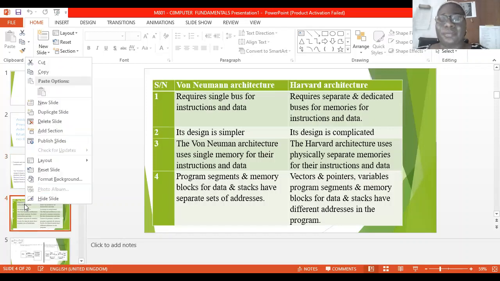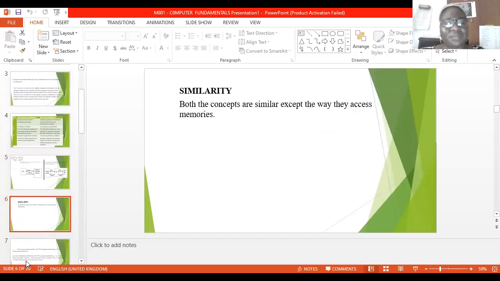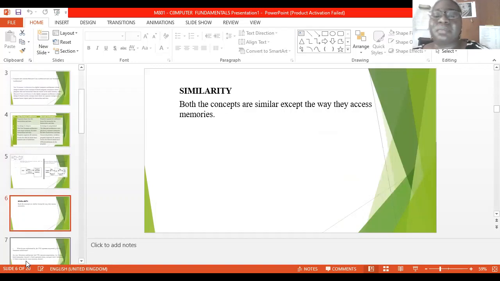We're told to compare and to contrast. For contrast, von Neumann architecture is simple, while the other one is complicated. I also have diagrams to illustrate the differences. And for comparison, it's similar. They have a similar way of accessing their memory.